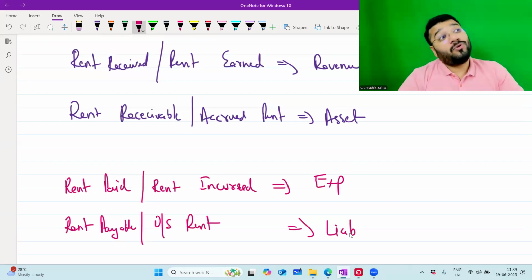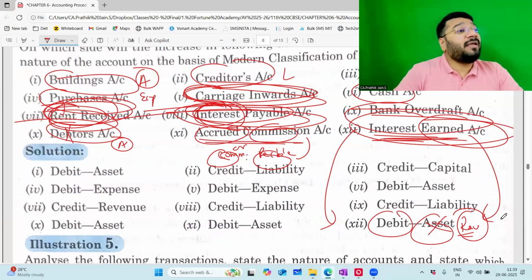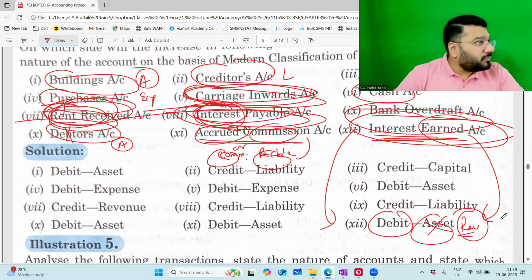Sir, you know more than the textbook. Textbook is saying this is asset, interest earned is asset. You're dealing with revenue. Who can make a mistake? Can it not happen? 100%.